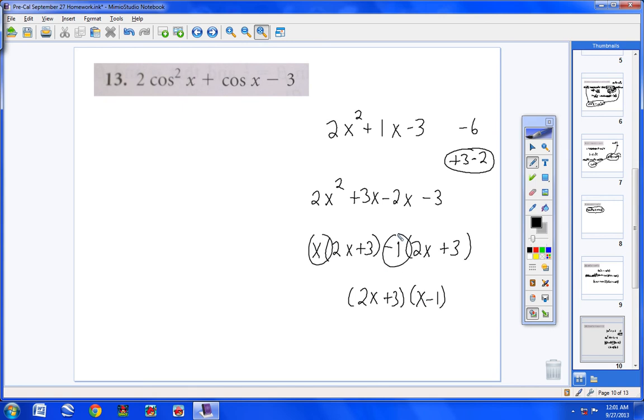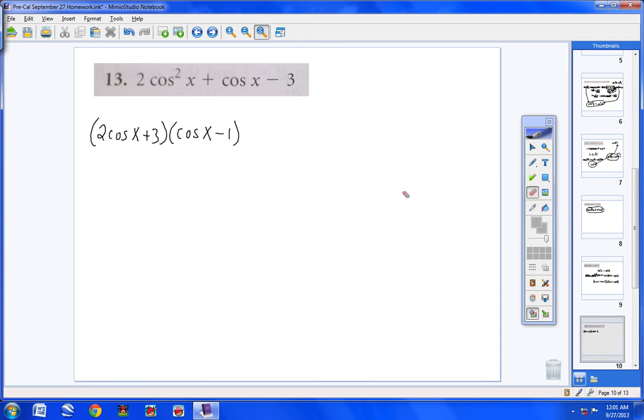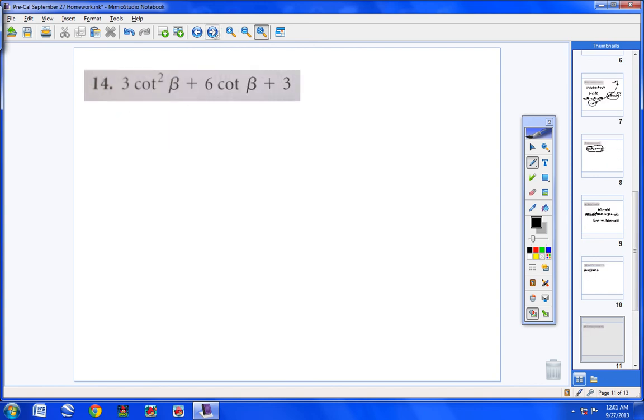So now we come up here, and now we put cosine back in. So 2x plus 3 would be 2 cosine x plus 3. And then x minus 1 would be cosine x minus 1. Now I'm just going to create some space here and get rid of all this work. So that factoring over here without the cosine helped me factor it over here. Now let me look at the answer. That is as far as they want us to go. Okay, so we're all good with that one. Moving on to number 14.